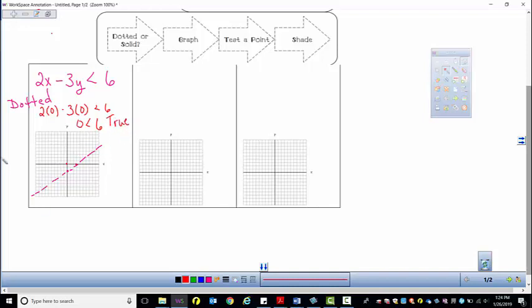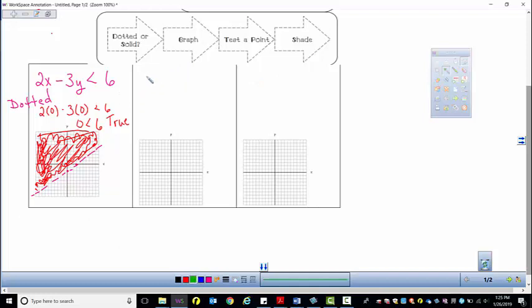So when you're doing the test point, that's usually the hardest part. The test point is above this line, and it's true. So that means you shade above the line. So I'm going to shade above this line. If the test point is false, you shade to the opposite of wherever the test point is. The test point just tells you where to shade. That's that last step. Where do I shade?